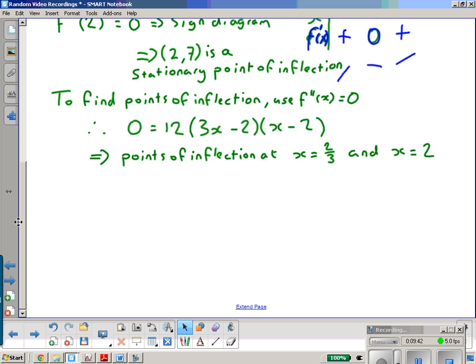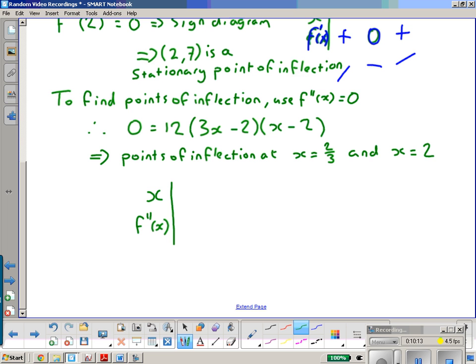We saw that that was a stationary point of inflection, and we're going to have to check now, remember, to see if these are actually points of inflection. At this point we think that they are, but we need to double check with a sign diagram. So now we're going to use our sign diagram again. We've got x, and this time we're going to use f double dashed of x.